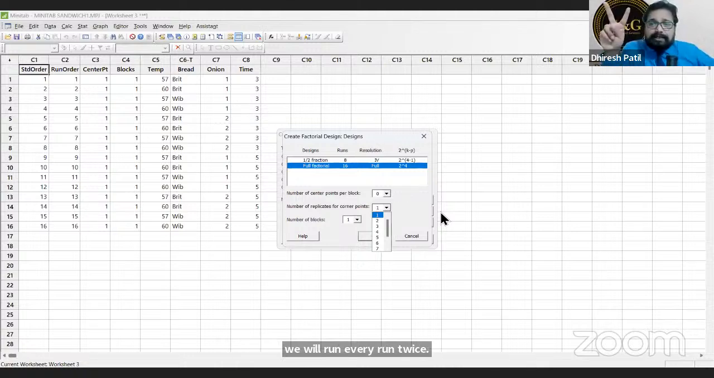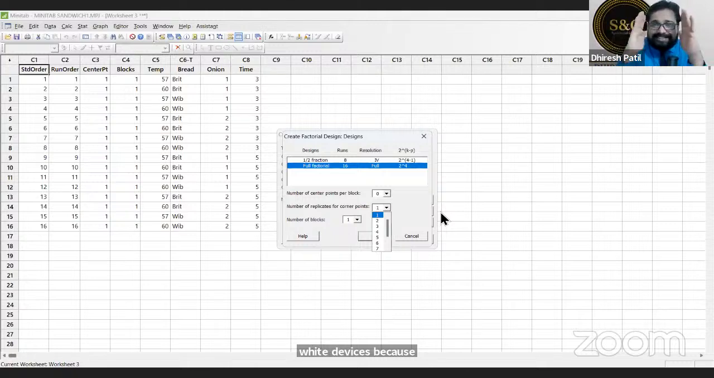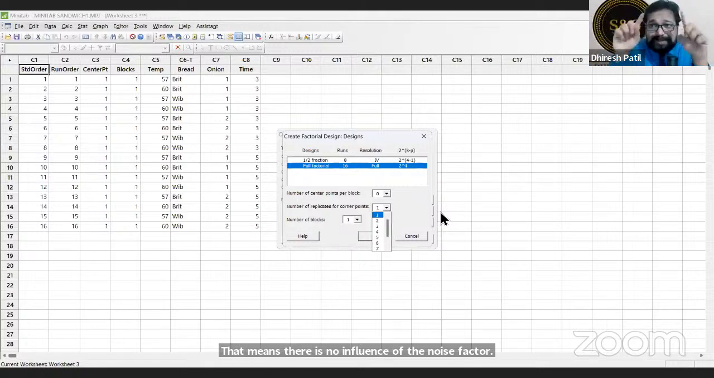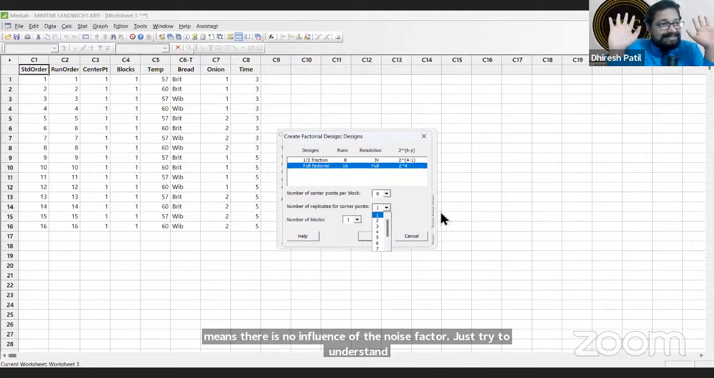Why twice? Because, understand this, if it's the same setting and the results are exactly close to each other, that means there is no influence of the noise factor. Just try to understand this. Okay, what is noise factor?